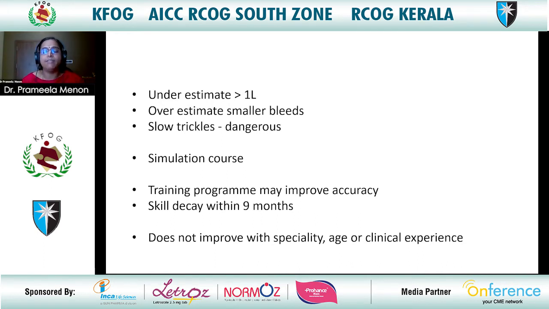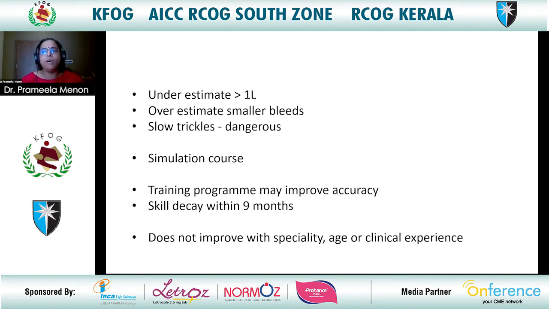I would like to share one experience. I think I have shared it in earlier platforms also. A patient who had multiple vaginal lacerations. The first year PG started suturing. After some time, the second year PG took over. Then the final year PG came in. By the time all the three had their share of suturing, the patient went into DIC. So all these slow trickles, you have to be very careful.